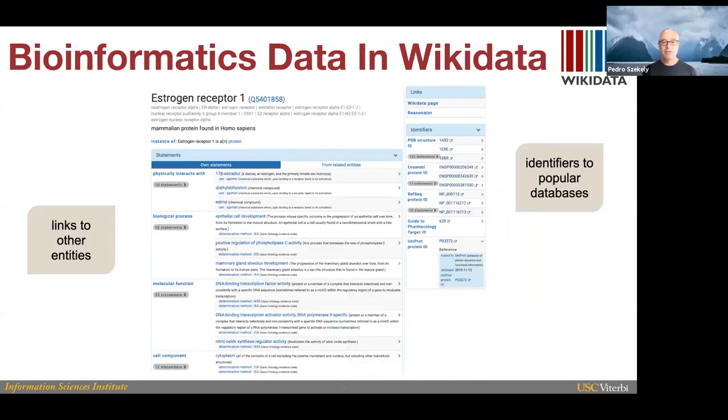This is an example of estrogen receptor 1 in Wikidata. You have a whole bunch of identifiers for it, and it already has the statements of what it interacts with, the biological process and the molecular function. And it being Wikidata, it has all the references to the sources where this came from and so on. So we figured that we would try to leverage all this information to connect the output of the readers to what's already in Wikidata.